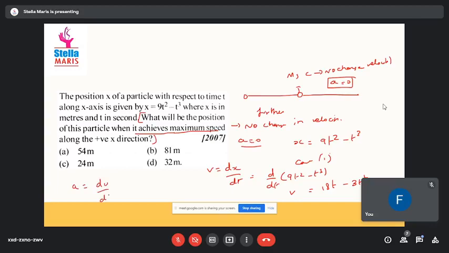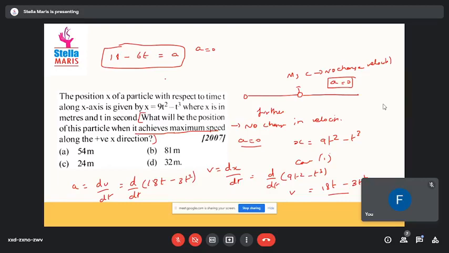Now find out acceleration. Acceleration is equal to dv by dt. So in the place of v, 18t minus 3t squared. So what happens? 18 minus 6t is equal to acceleration, right? Now substitute a is equal to 0, the condition given in this question. So when 18 minus 6t is equal to 0, take this 18 here. So minus 6t is equal to minus 18. T is equal to 18 by 6, so t is equal to 3 seconds.